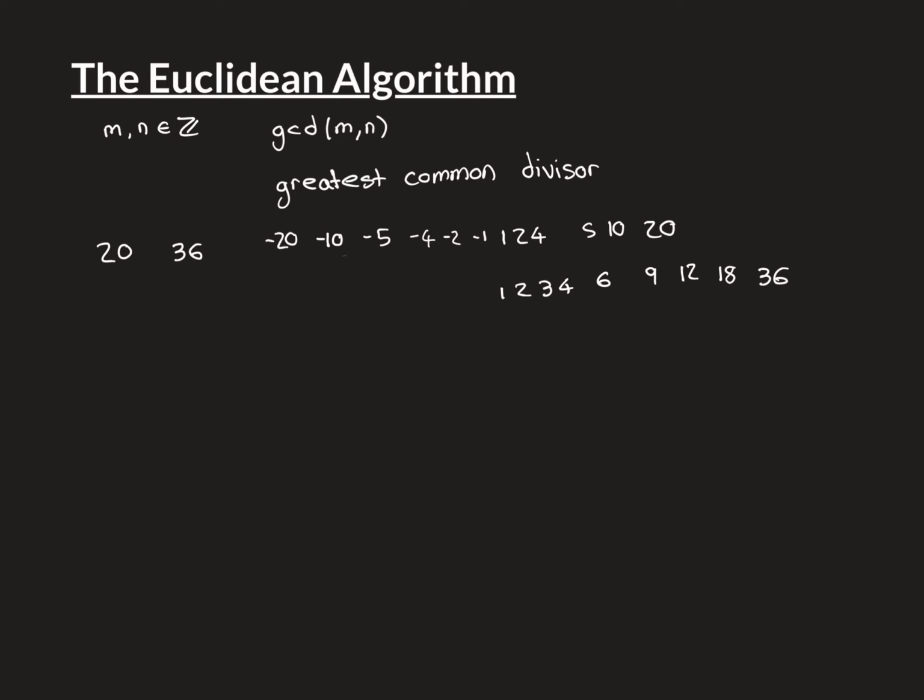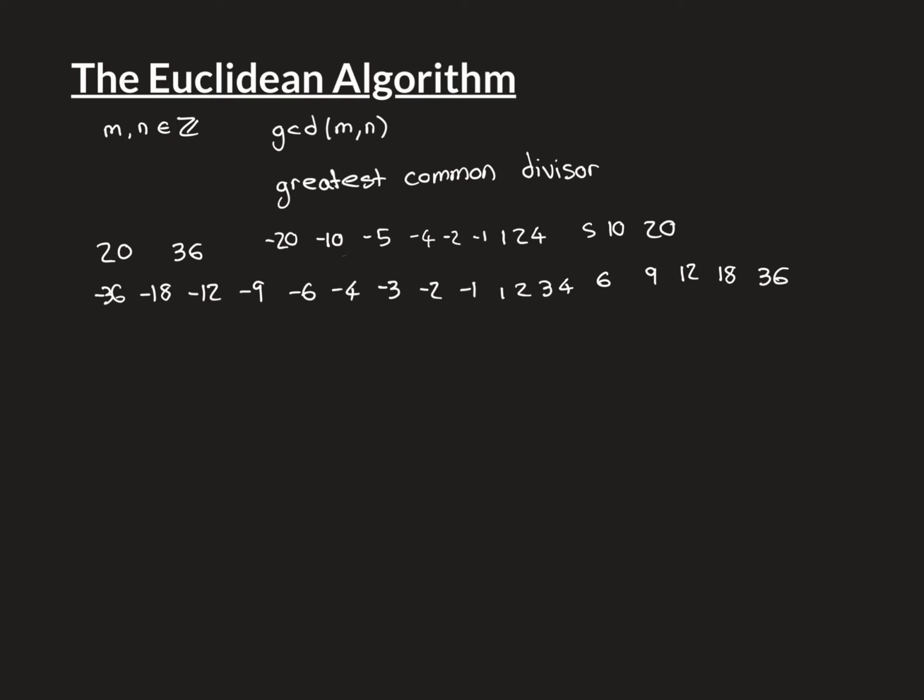Those are all the positive ones, and then we can put all the negative ones as well. -1, -2, -4. Sorry, I missed one. We need -3 there as well. -3, -4, -6, -9, -12, -18, and -36. So those are all the integer divisors of 36.